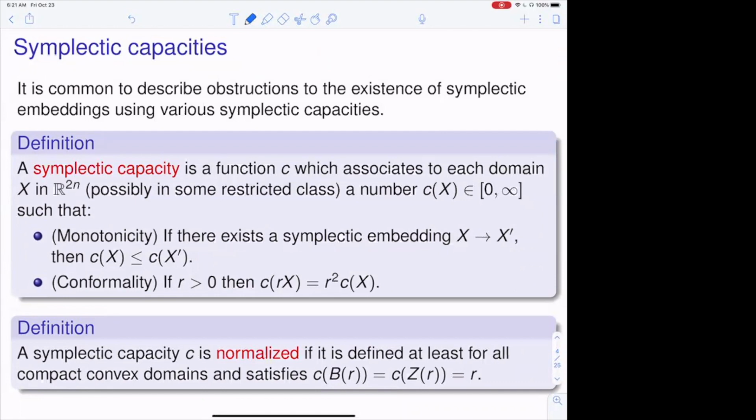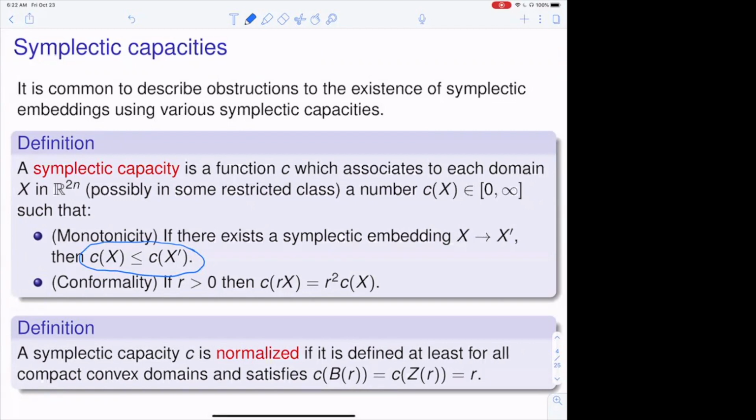And it has to satisfy two properties. First of all, monotonicity says that it gives an obstruction to the existence of symplectic embeddings. So if there's an embedding of X into X prime, then the capacity of X is less than or equal to the capacity of X prime.